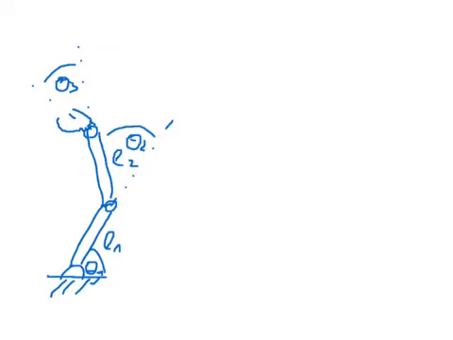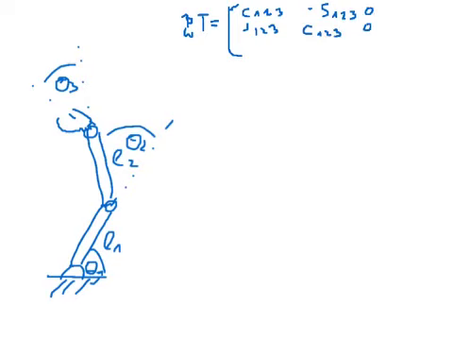We can now write down the transformation matrix from the base to the wrist using the Denavit-Hartenberg convention. And so we have cosine of theta 1 plus theta 2 plus theta 3, minus sine of theta 1 plus theta 2 plus theta 3. Then here the same, and here the cosine. So that's the rotation matrix part of the transformation matrix.